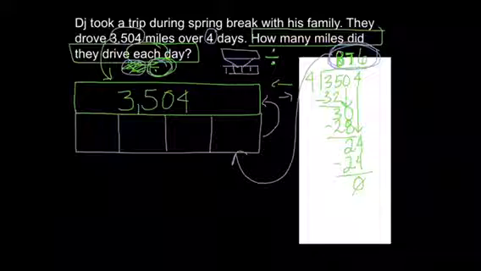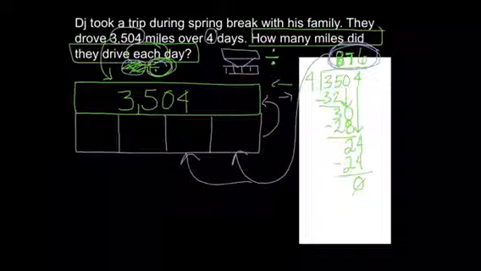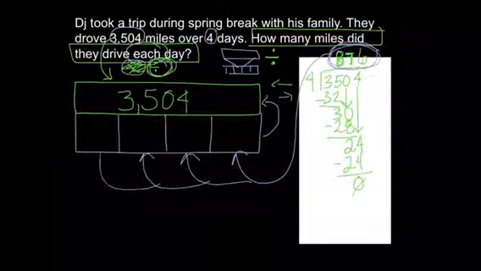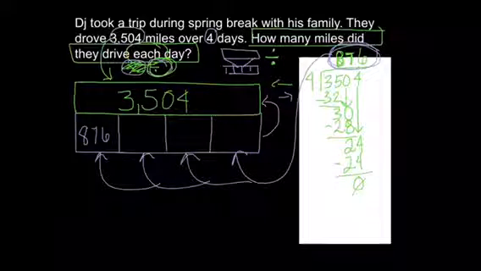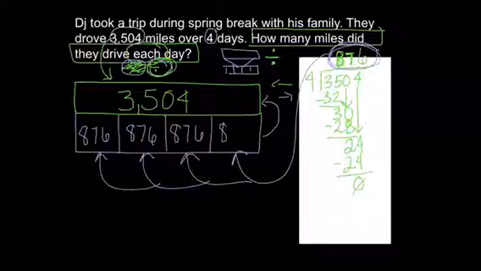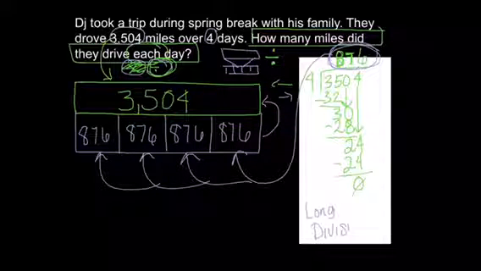So I'm going to add that to each one of these boxes in my strip diagram. So on the first day they drove 876 miles. Second, same thing. They drove the same amount. And that is how you translate our long division into a strip diagram.